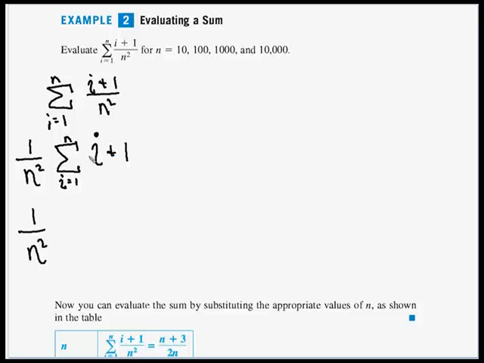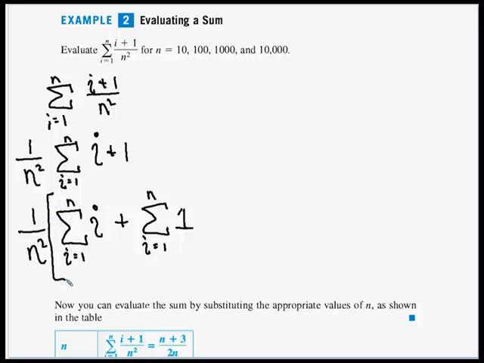And let's break this apart into 2 separate summations. So we're going to have the summation from i equals 1 to n of i, plus the summation from i equals 1 to n of 1. And I guess I should have this in brackets or parentheses because we factored out that 1 over n squared, and that would be distributed over that quantity.